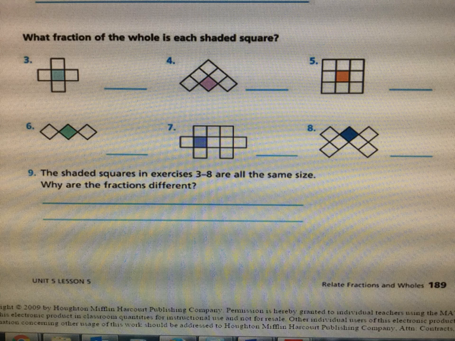Let's explore this. Look at number 3. The fraction of the shaded part of number 3 is 1/5. The fraction for the shaded part in number 4 is 1/6. The squares are the same. This teal square is the same size as this purple square, but yet the fractions are different. Okay? Pause your video, complete the fractions for 5 through 8. Go.